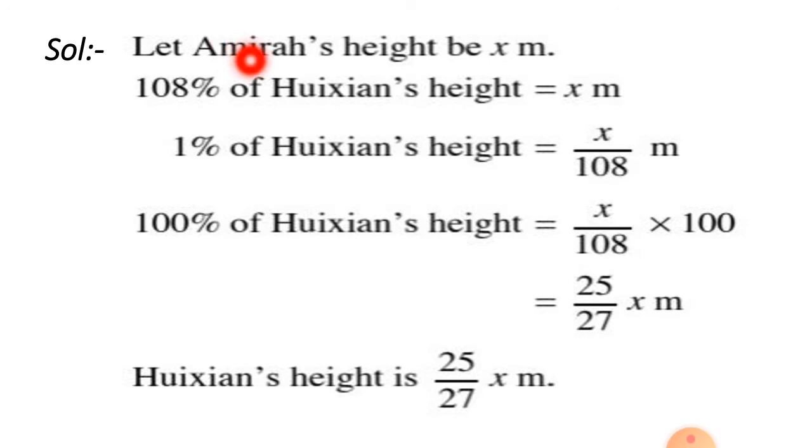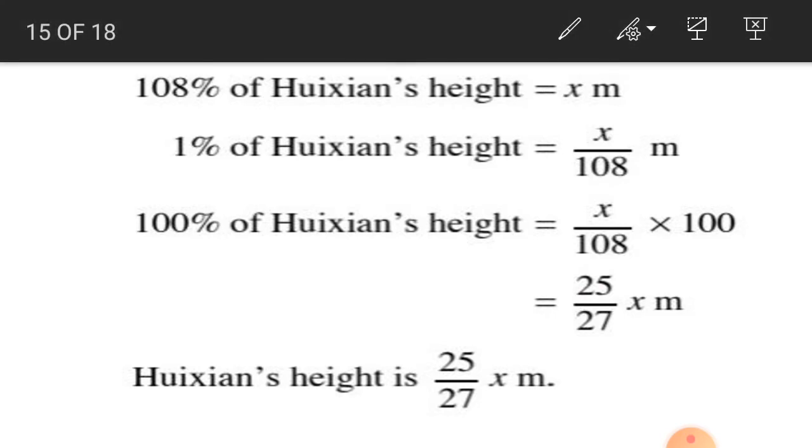Since we don't know the height of Amira, we are going to suppose it is x, and 108% of Hussein's height is also x. So 108 is going to come in the denominator. 100% is going to be multiplied over here. When we calculate these 100 and 108, it will come 25 over 27x, the unit is meter. So it is Hussein's height, that is 25 over 27x m.